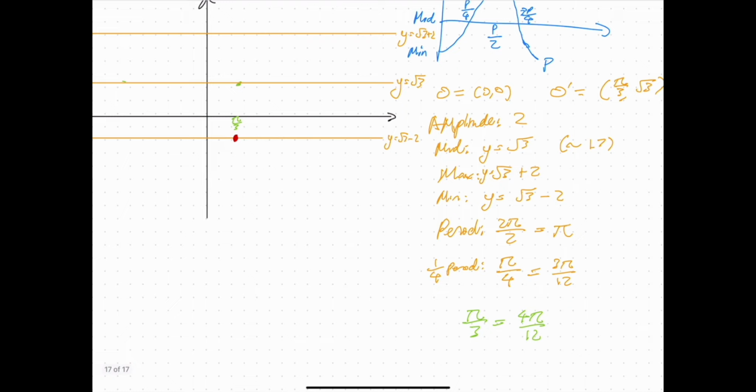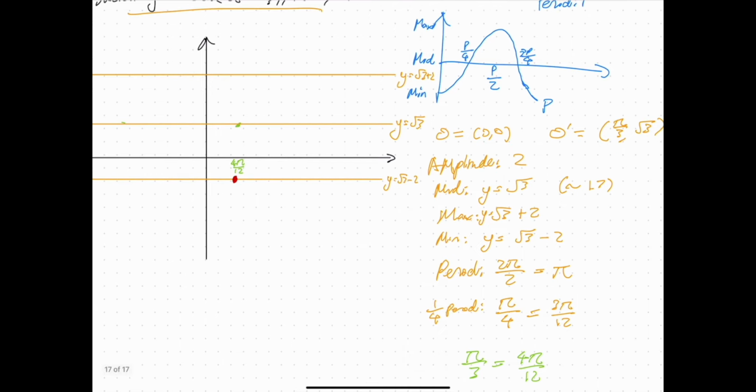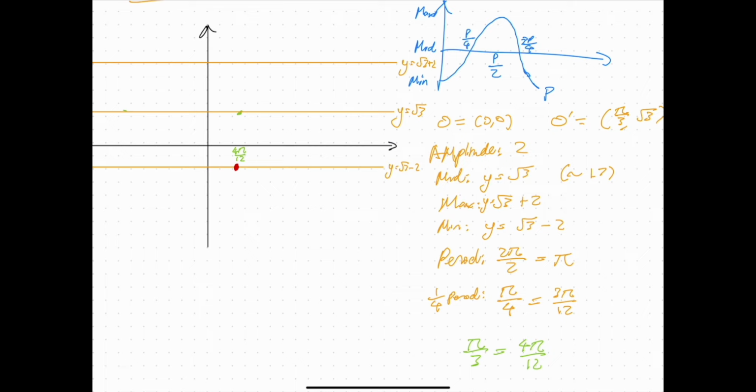For the sake of this, I'm also not going to simplify the fractions, but we'll see how that looks. So in fact, I'm just going to change this to 4 pi on 12 now. Okay. After this, we're going to move a quarter of a period to the right to figure out our next point. So a quarter of a period after that is 4 pi on 12 plus 3 pi on 12, which is 7 pi on 12.